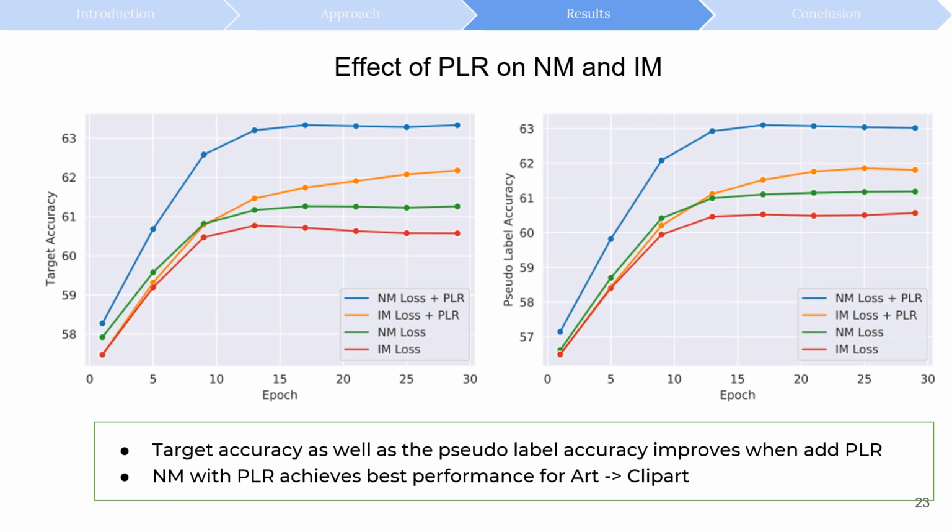Information maximization is widely used in the source-free paradigm. Therefore, we perform ablation to establish the effectiveness of nuclear norm compared to information maximization. We can observe that model performance is better for nuclear norm loss. Pseudo-label refinement helps to improve the overall performance even further.